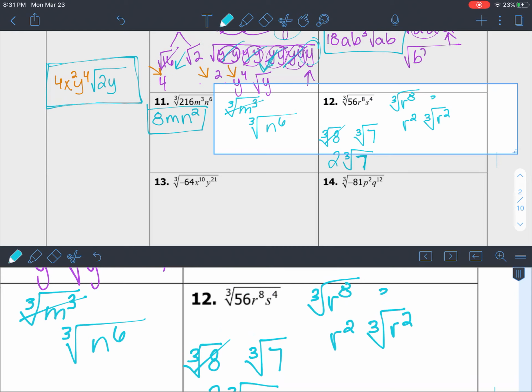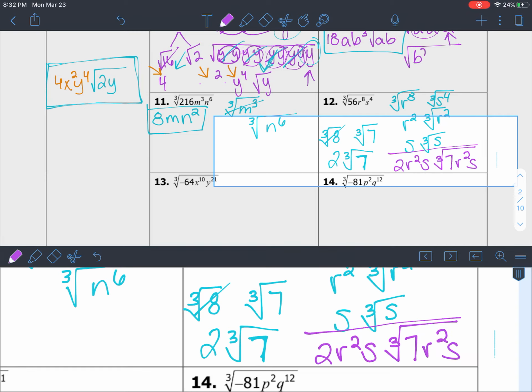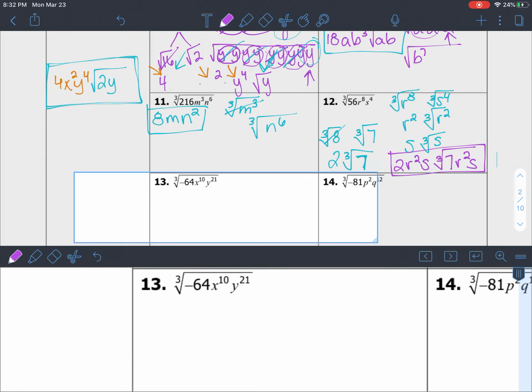So far, so good. So now let's talk about this cubic root of s to the 4th. How many sets of 3 are in s to the 4th? Well, there's only 1. So we would have an s, and then there would be 1 left over, so the cubic root of s. So last step, if we put all of that together, we have our 2 on the outside, we have r squared on the outside, we have s on the outside, and then underneath we have 7, r squared, and s. So this is going to be our final answer there.